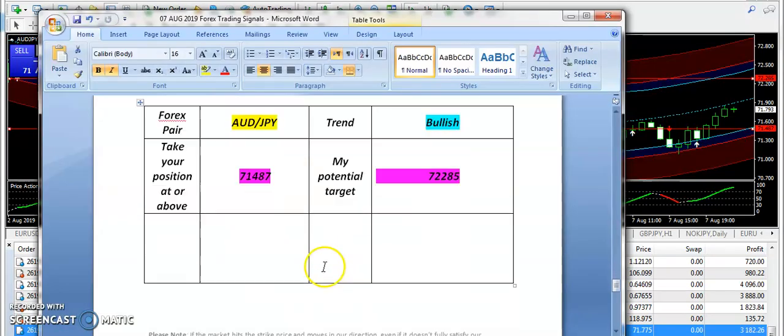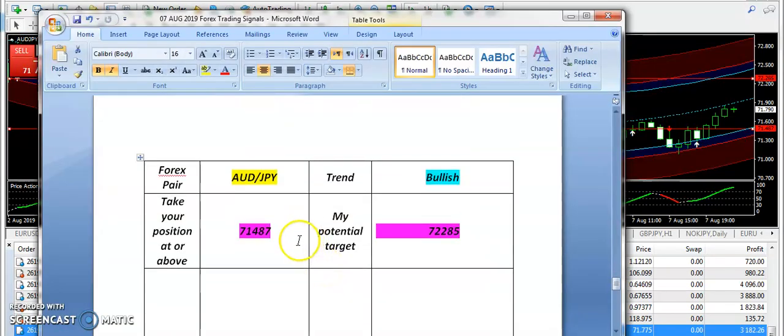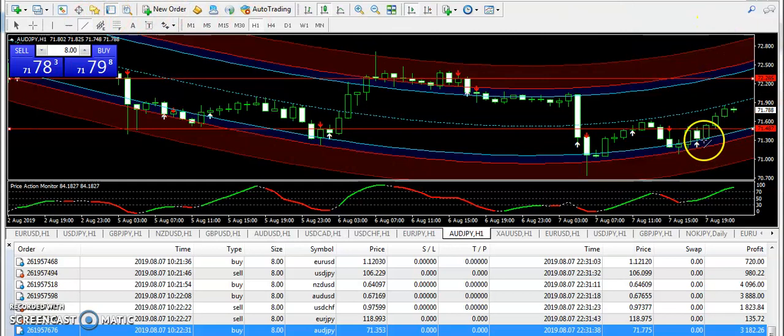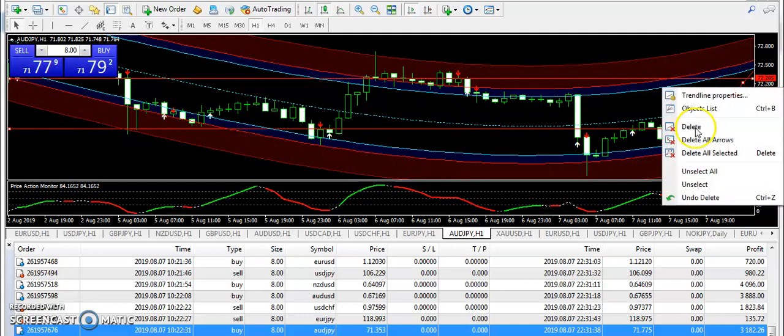Okay, now let's talk about the last signal of the day. That's AUDJPY with a clear bullish expectation from 71.487 and 72.285 is the target price. And guys, you can see it has clearly broken the entry, and AUDJPY is moving up. It's in the upward direction.